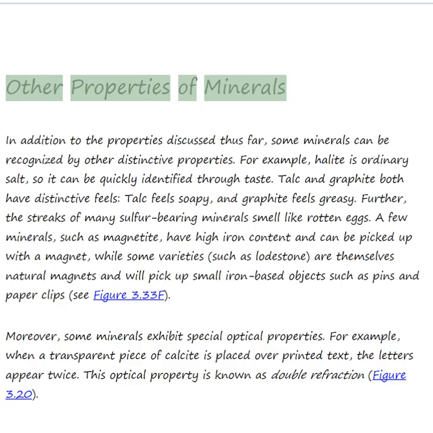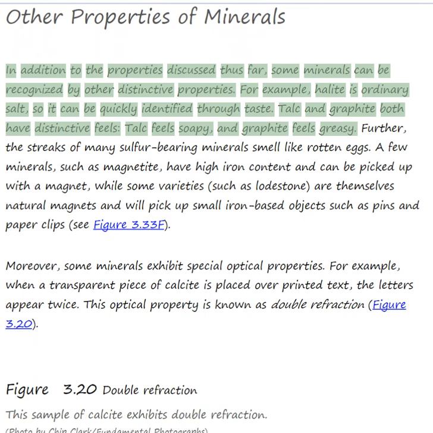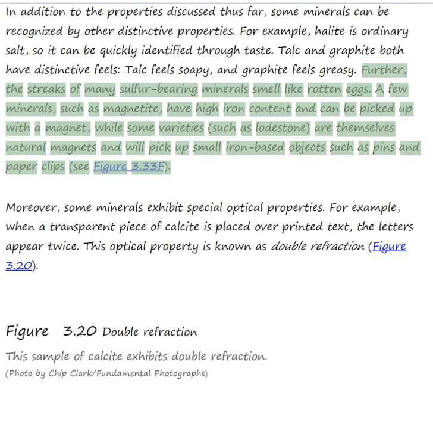Other properties of minerals. In addition to the properties discussed thus far, some minerals can be recognized by other distinctive properties. For example, halite is ordinary salt, so it can be quickly identified through taste. Talc and graphite both have distinctive feels. Talc feels soapy, and graphite feels greasy. Further, the streaks of many sulfur-bearing minerals smell like rotten eggs. A few minerals, such as magnetite, have high iron content and can be picked up with a magnet, while some varieties are themselves natural magnets and will pick up small iron-based objects such as pins and paper clips.